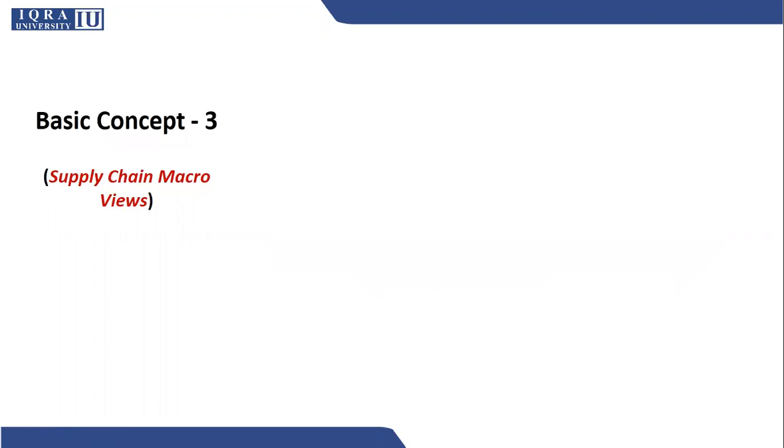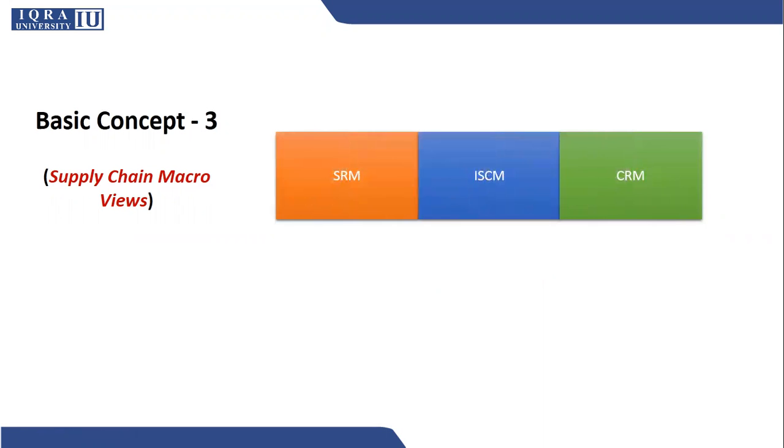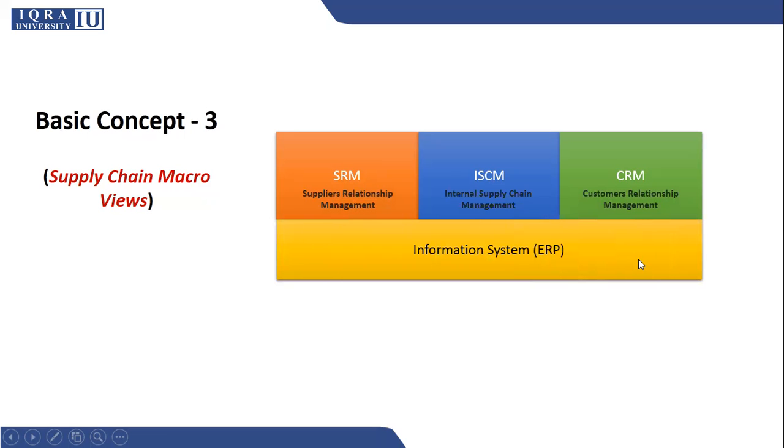Now, the next concept is supply chain macro views. This concept will provide a glimpse of the spread of the supply chain function. In any organization, the supply chain function can be divided into four distinct areas. Number one, SRM. Number two, ISCM. Number three, CRM. And the fourth part is the information system, that is ERP, the backbone of information.